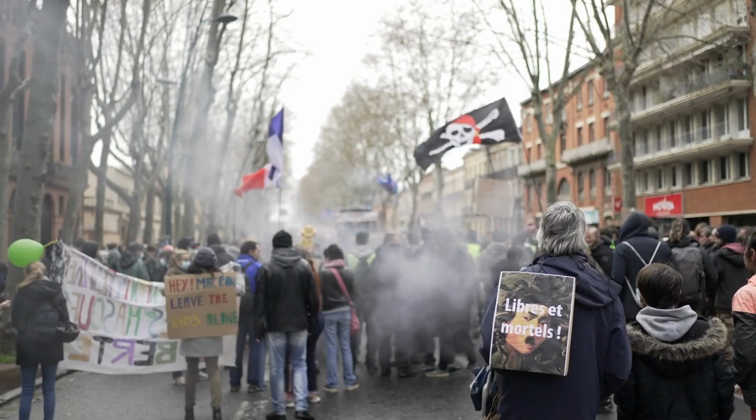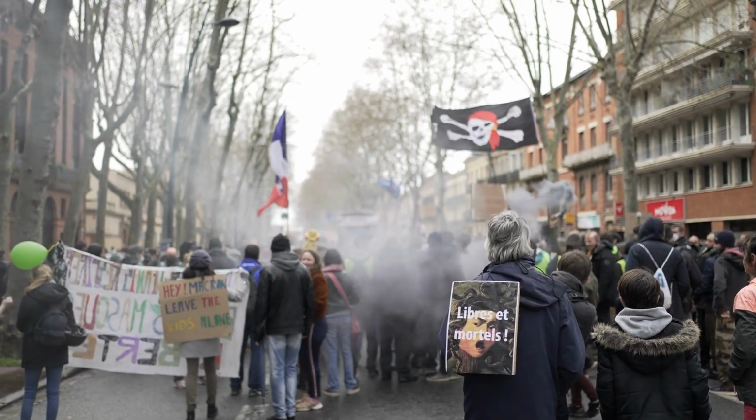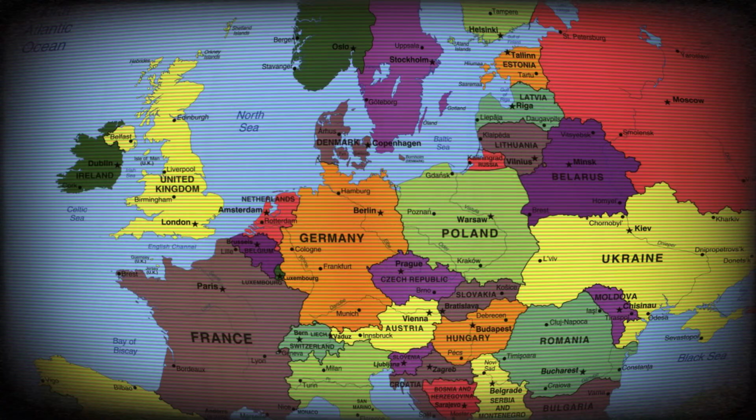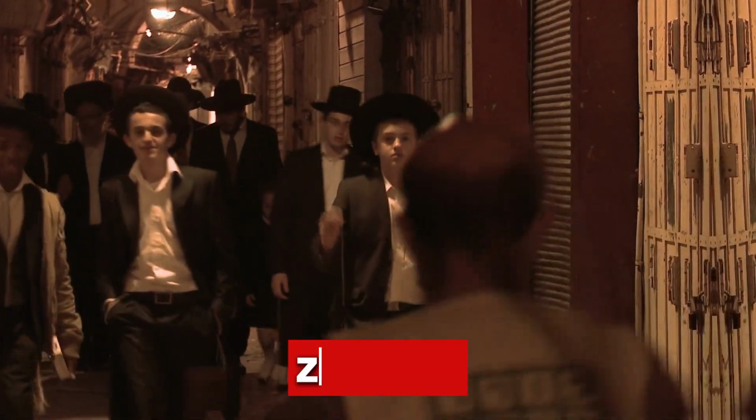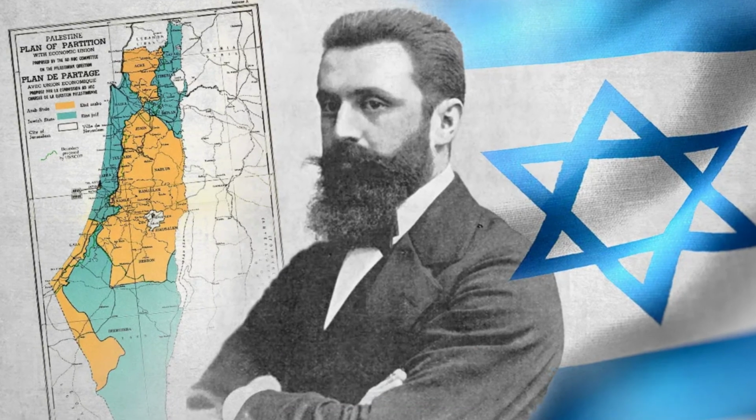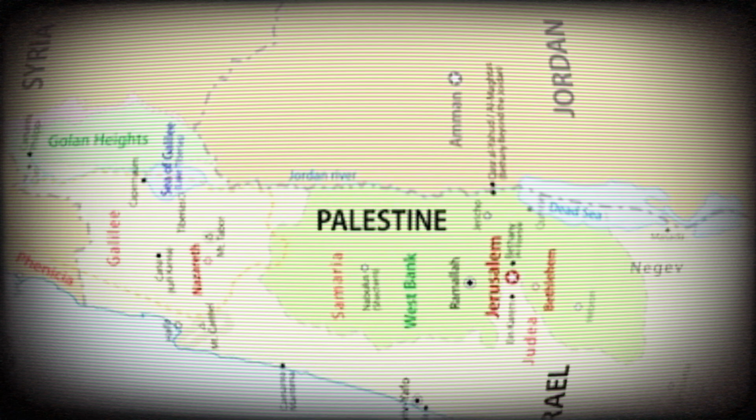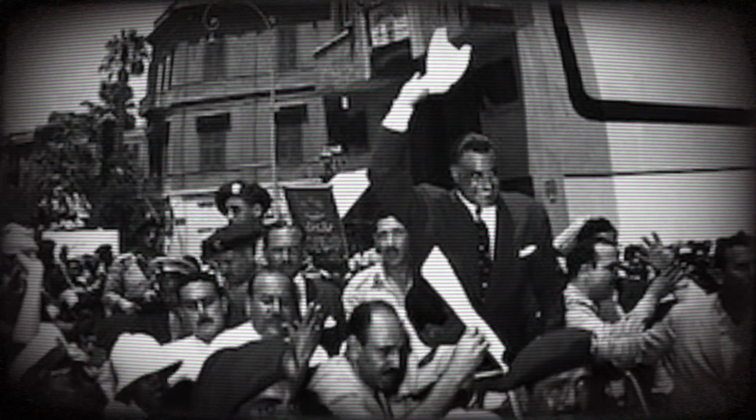However, the rise of nationalist movements in Europe and the Middle East in the late 19th and early 20th centuries began to change the dynamics. Jewish nationalism, known as Zionism, emerged with the goal of establishing a Jewish homeland in Palestine. At the same time, Arab nationalism was growing, seeking independence from foreign rule.